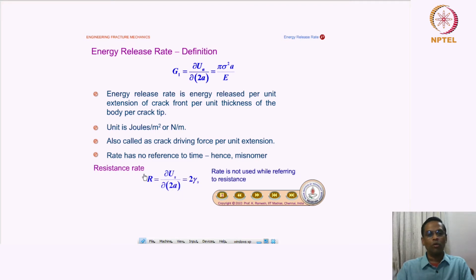We also have another parameter in fracture mechanics called resistance, which is given by R equal to dou U S divided by dou A, which is equal to 2 gamma S. So this is again an inherent property of a material. We have to remember the resistance R is an inherent property of any material, which is related to surface energy. That is how you have to remember it now.